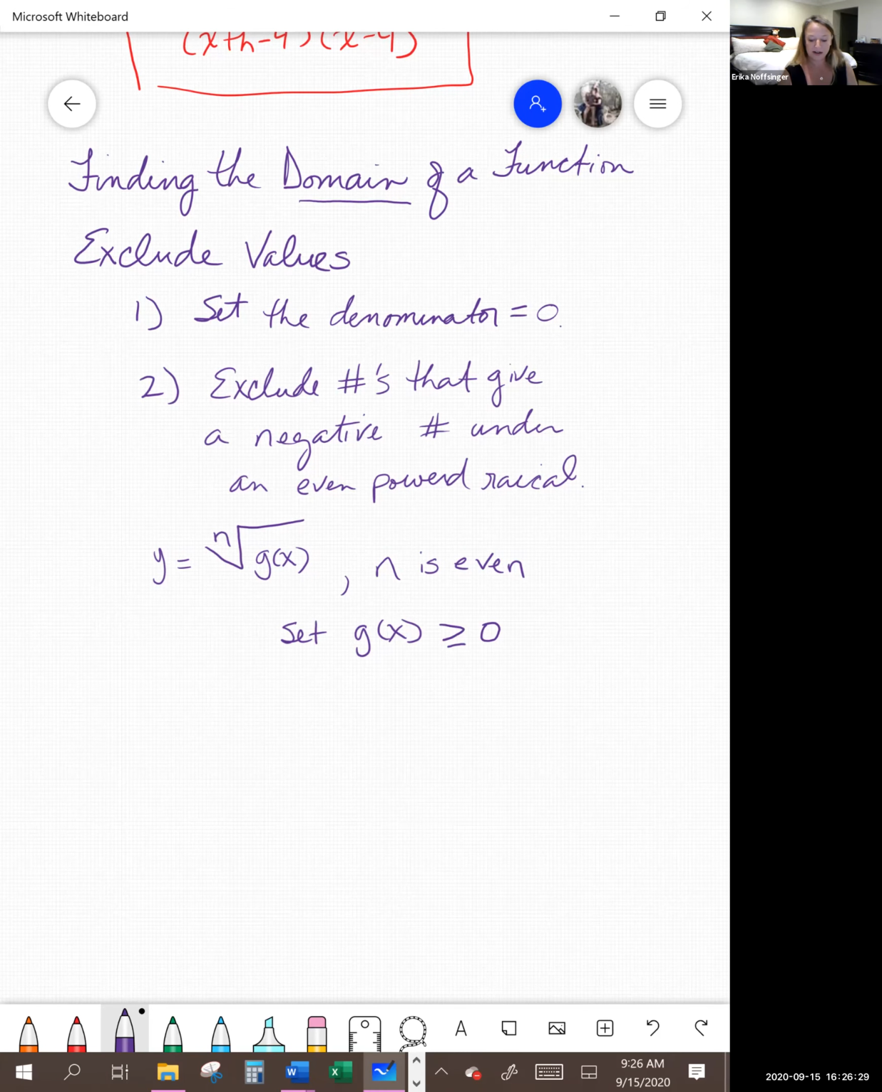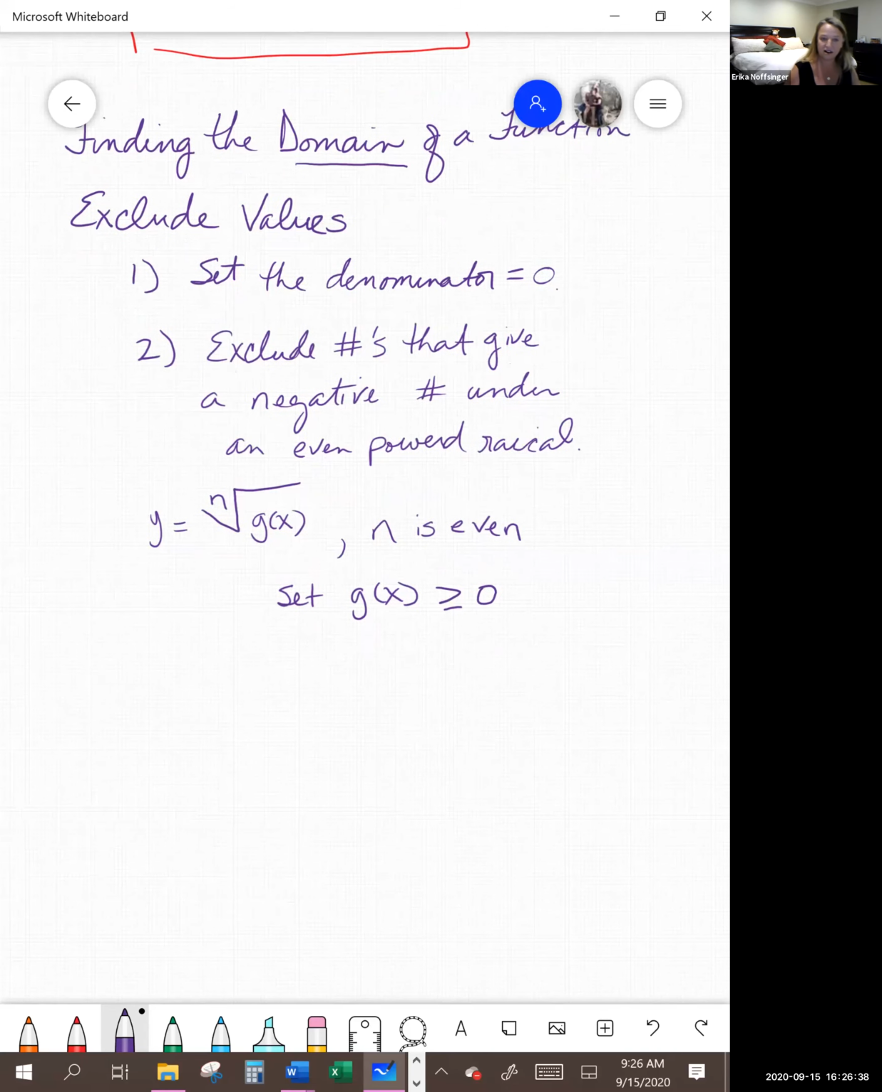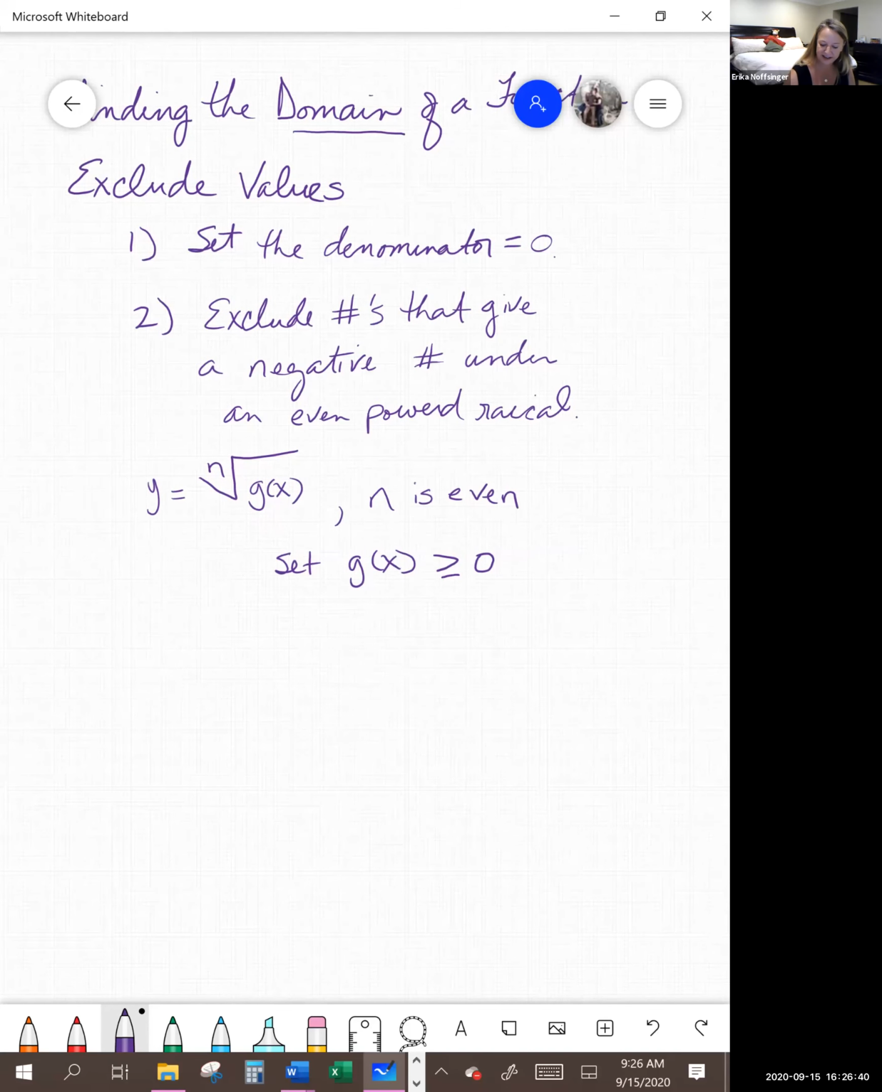So we're looking at the domain of a function, and when you're finding the domain of a function, you're looking at excluding different values that make the function undefined or give you back an imaginary number. So let's look at a couple of examples. If you were trying to find the domain of, let's say, h of x, and h of x is equal to 2x all over x squared minus 4.